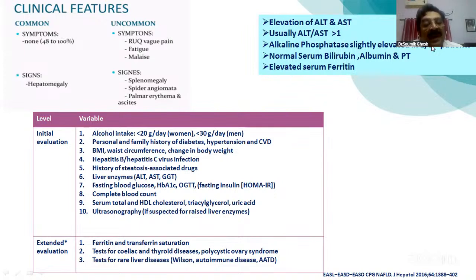Whether the patient has a history of associated drugs should be checked. Other things, like glycosylated hemoglobin, are a very important marker. Complete blood count, especially the platelet count, I will come to later with its significance. Serum total and HDL cholesterol, triglyceride, uric acid, and ultrasonography if fatty liver is suspected. If there is any suspicion of non-alcoholic fatty liver, go for the ultrasonography. For extended evaluation in the advanced stage, consider ferritin, transferrin saturation, tests for celiac and thyroid disease, PCOD, and genetic liver diseases should be evaluated in the history.